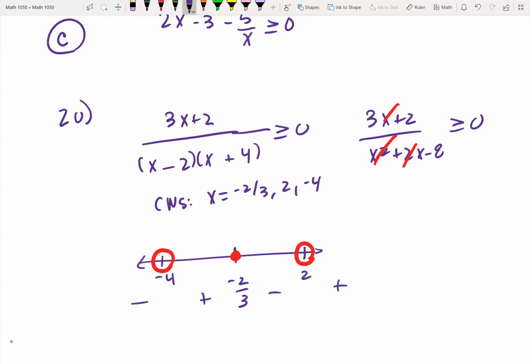Make sure your signs are there. Also make sure you shade. So greater than means positive. So that would be here and here. And they want your answer in interval form.